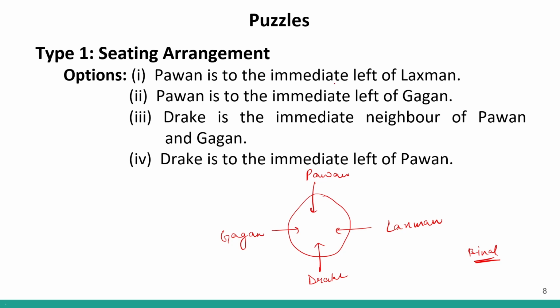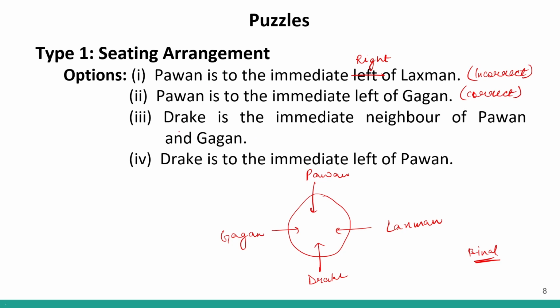First option says Pavan is to the immediate left of Lakshman. So Pavan is over here and Lakshman is over here. Pavan is basically to the immediate right of Lakshman, not to the left. So this statement is incorrect. Right? Then the second statement says Pavan is to the immediate left of Gagan. This is correct. So this is a correct statement.